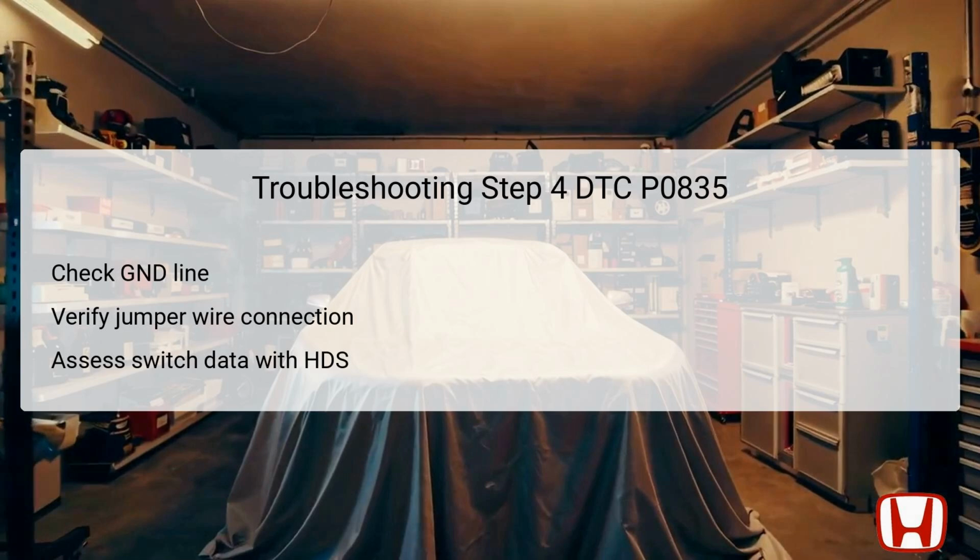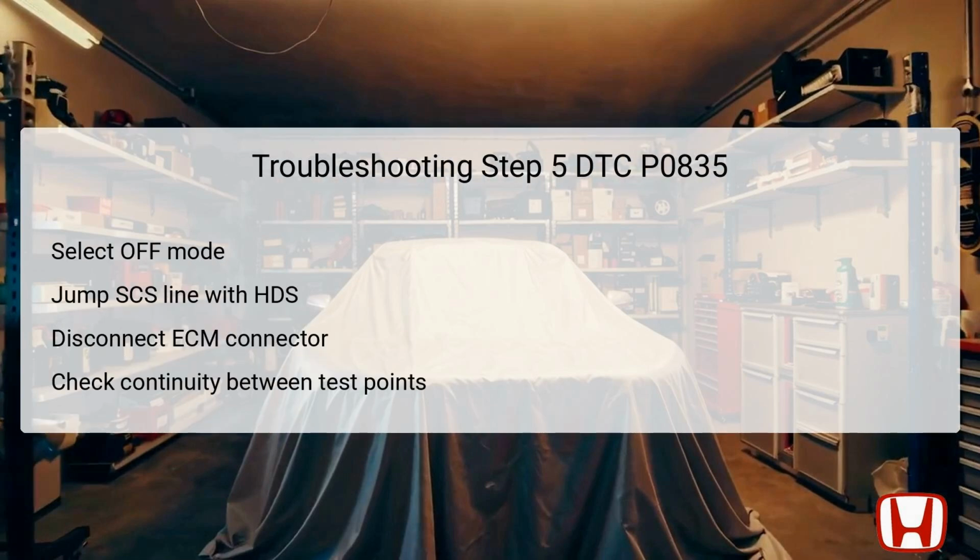check is essential. For the final troubleshooting step of DTC P0835, it is crucial to check the continuity of the clutch SW cruise line between the clutch pedal position switch B and the ECM. Initially, again select the off mode by pressing the start-stop button. As before, jump the SCS line with the HDS to safely disable systems while checking wiring.